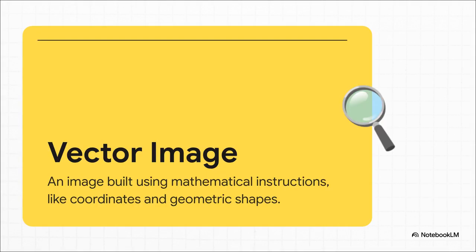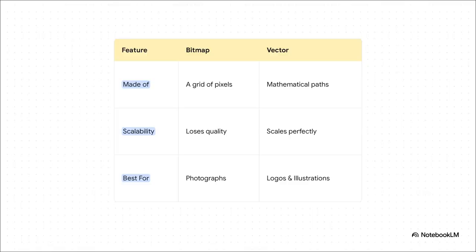But there's a totally different way to make an image. Enter the vector. Now, instead of a rigid grid of pixels, a vector is built from pure math. It's basically a recipe of instructions that tells the computer exactly how to draw lines, curves, and shapes using coordinates and geometry. So when you put them side by side, the difference is huge.